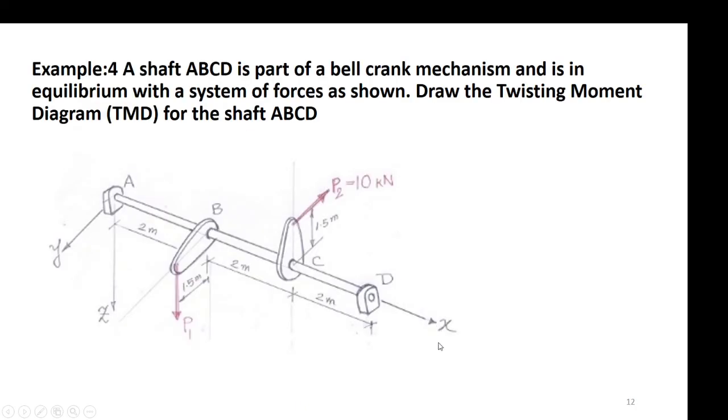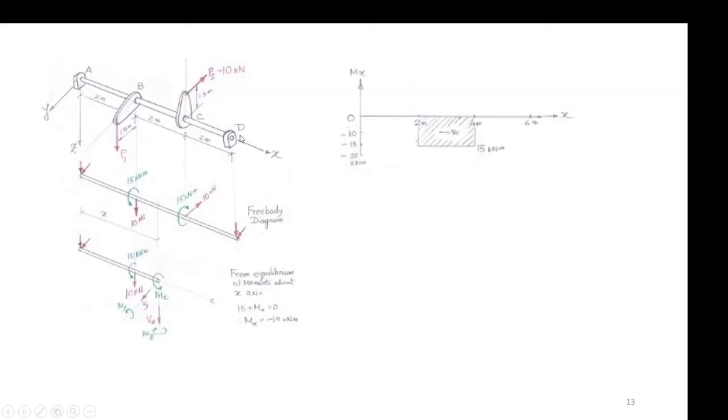Now the next is the bell crank mechanism, where there are two forces acting and you are asked to draw the twisting moment diagram for the shaft A, B, C, D. Please mind that the bell crank is a mechanism which I don't need immediately. I will immediately replace the bell crank mechanism with an equivalent force in the same direction and a moment.